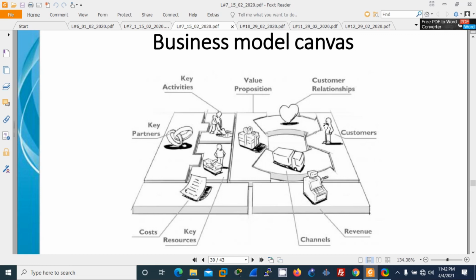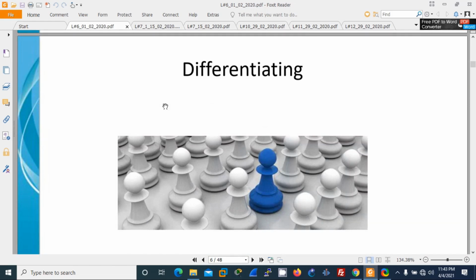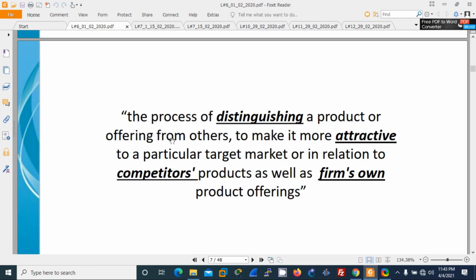Then we had our discussion towards the basic tool sets in innovation management. One such tool is a technique called differentiation. As you know, differentiation is all about distinguishing product offerings or services from each competitor's products or services.